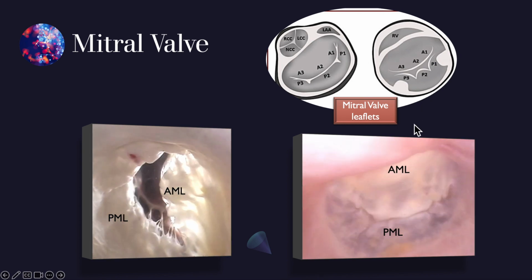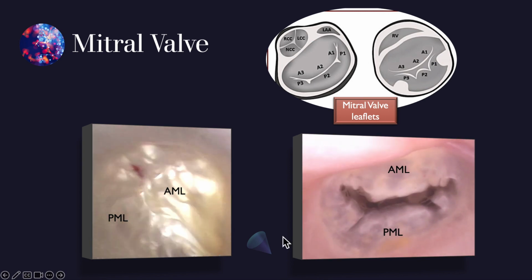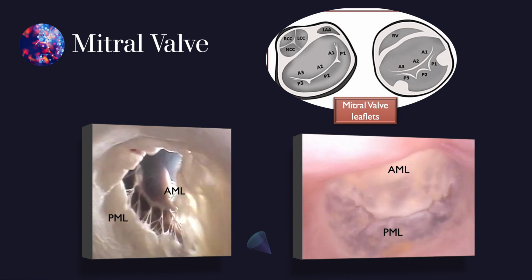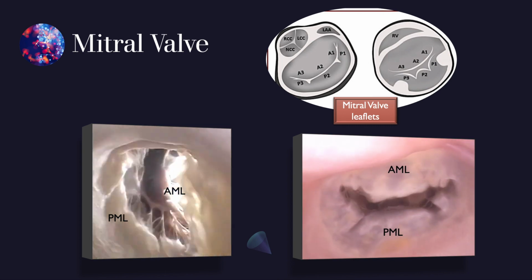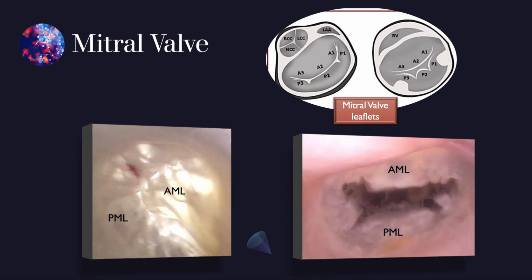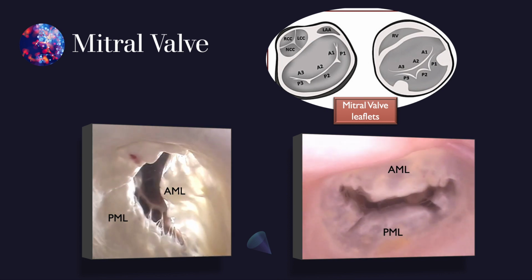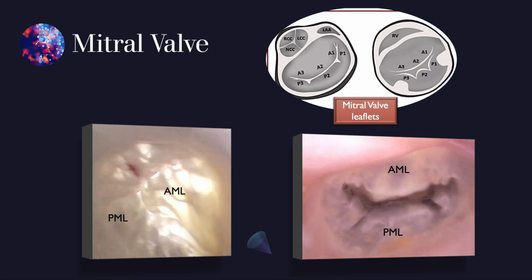Now in the second video, you see the anterior mitral leaflet and the posterior mitral leaflet. Again notice that the anterior mitral leaflet is far larger than the posterior mitral leaflet, though the posterior mitral leaflet is attached to a larger portion of the mitral annulus.